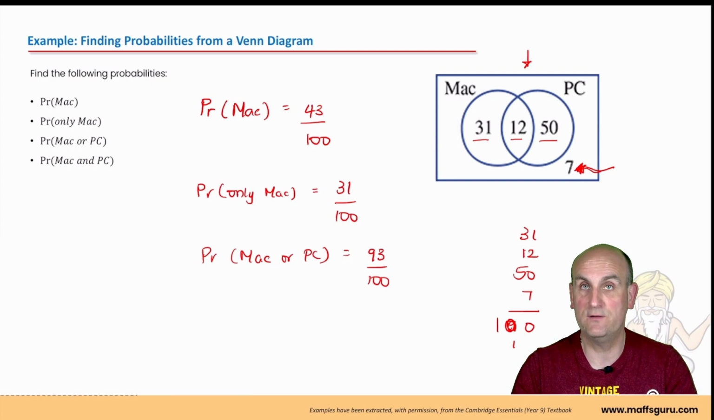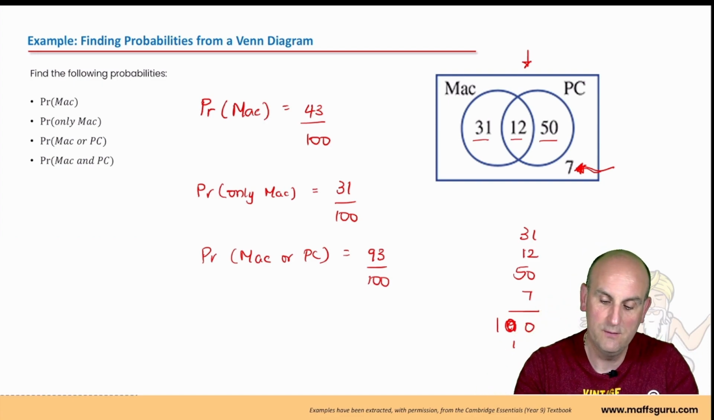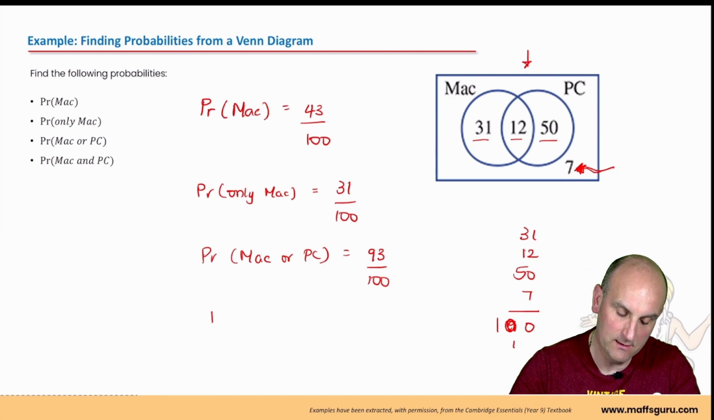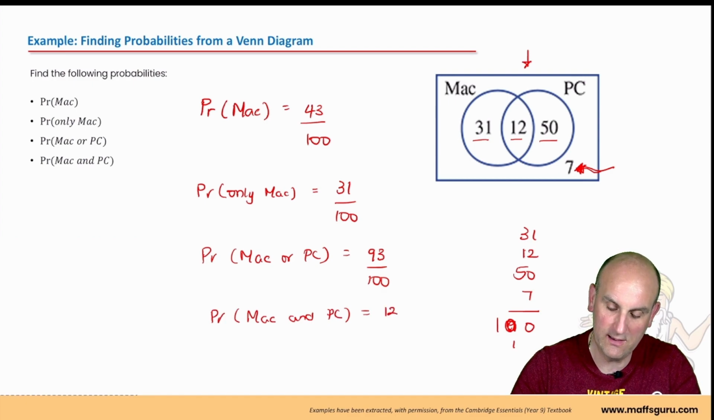But is there another way I could have found this? Well, yes, because what I'm trying to do is add together all the numbers in those 2 circles. Because 31 own a Mac, 12 own a Mac and a PC, 50 own a PC, so all of those people own a computer, and that's going to be 93. So the probability now of a Mac and a PC, and again, knowing this is the middle section, that's going to give me 12 on 100.